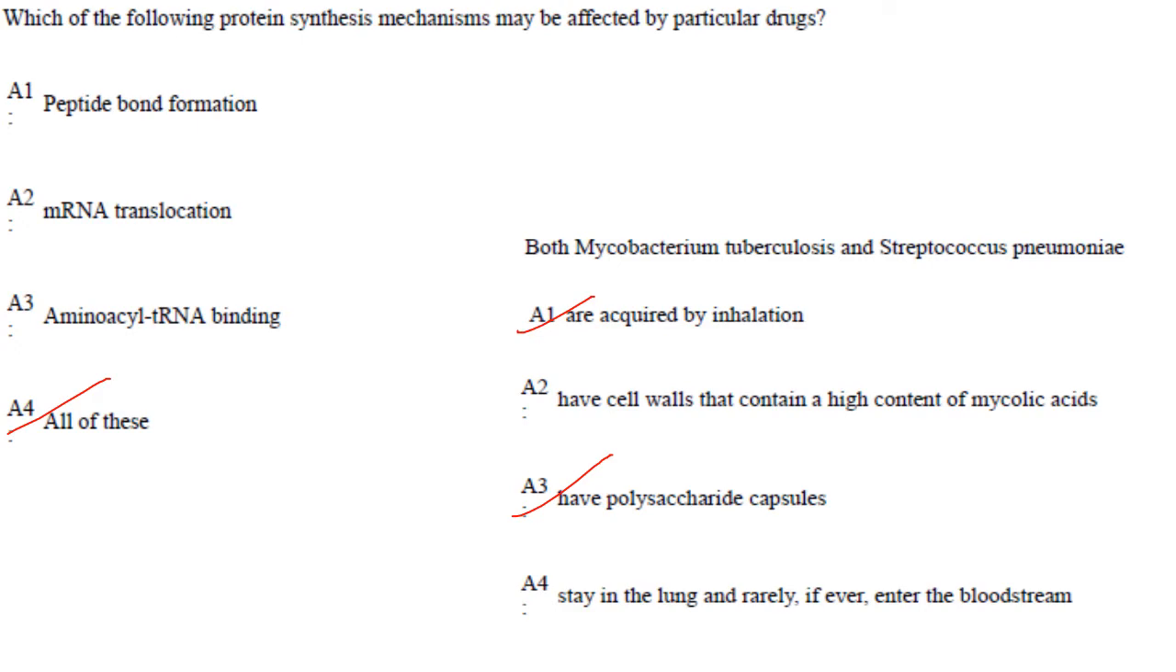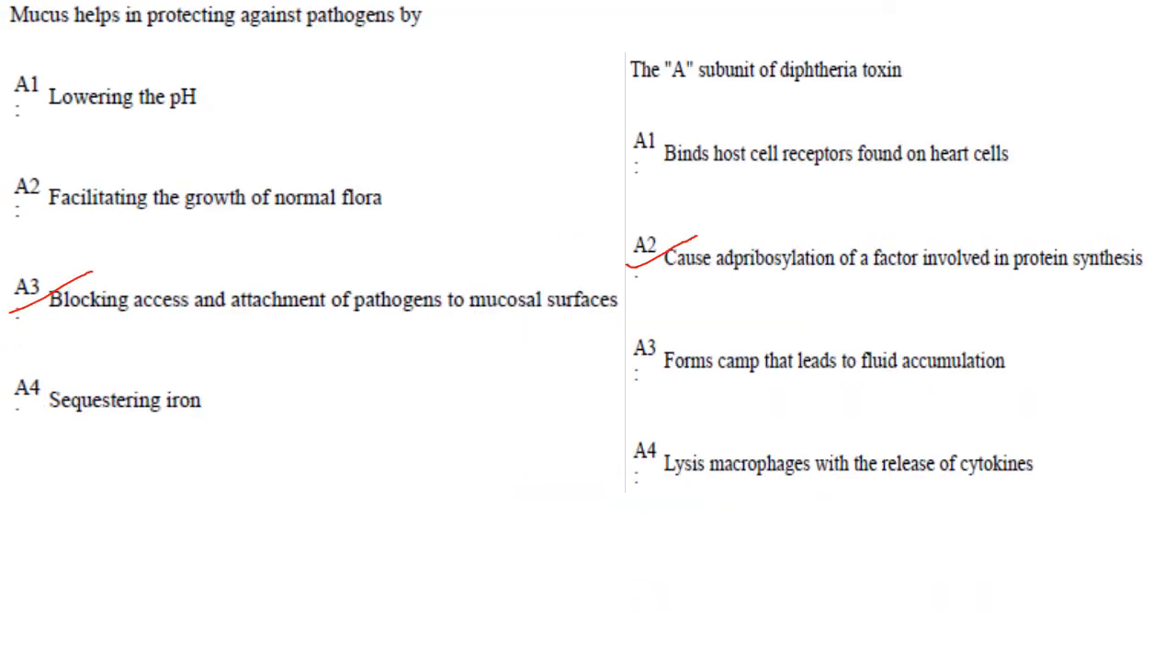Then, both Mycobacterium tuberculosis and Streptococcus pneumoniae are acquired by inhalation. Yes, both are respiratory tract diseases. Have cell walls that contain high content of mycolic acids. No. Have polysaccharide capsules. Yes, both are having polysaccharide capsules. So as per me, 1 and 3 are correct. Then next one. Mucus helps in protecting against pathogens by blocking access and attachment of pathogen to mucosal surfaces. Answer is option 3.